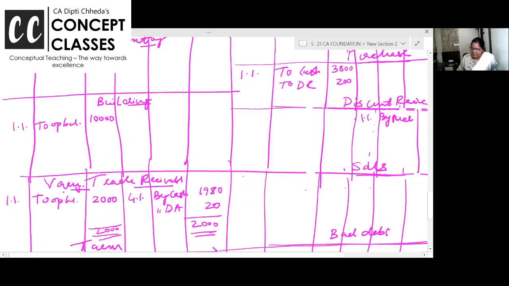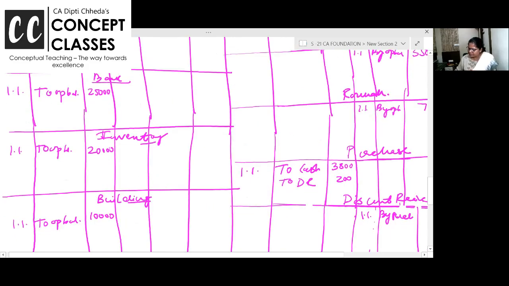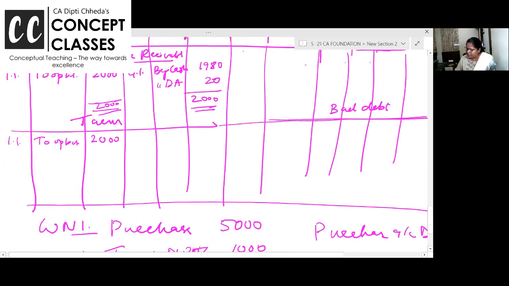$1920 cash is received. Write it on the debit side of the cash account. 1980, 4th of January to Varun. 1980 Varun account debit. And the discount allowed ledger we have not prepared. We'll prepare it. Make a small discount allowed ledger below bad debt. And write down 4th of January to Varun. 20 rupees is the discount allowed.